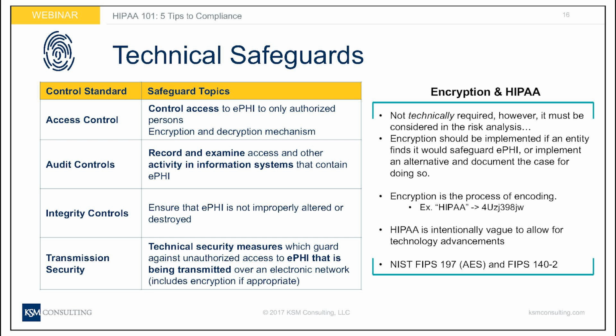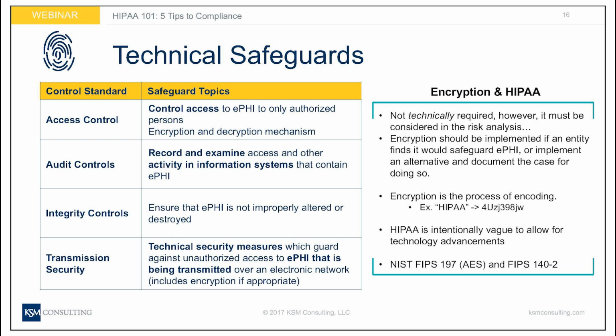And as you can see on the right, I wanted to spend just a minute on encryption. Technically, it is not required as part of HIPAA, but as it states, encryption should be implemented if an entity finds it would safeguard ePHI. And if not, you can implement an alternative, but you need to document the case for doing so. Again, they give you that framework of how to think about the risk, first identifying the risk, and then putting together a plan to mitigate it. Encryption is by far the de facto standard to mitigate that risk, but you can tackle it a number of different ways, and again, not technically required by HIPAA.